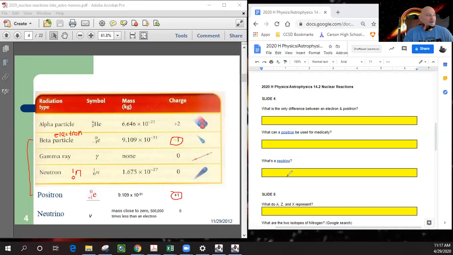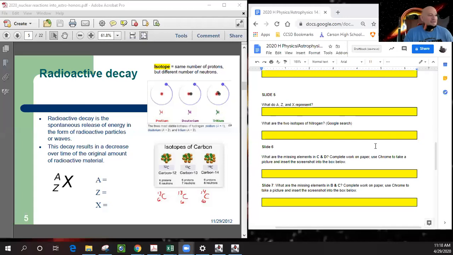Okay, so on slide number 4 here, it's going to ask you what can a positron be used for medically? Click on the link and answer it. And also, what is a neutrino? Answer that there. So I'm going to go ahead and hit pause, and let you get caught up here, and we'll continue on with slide number 6. Okay, I'm sorry, I meant to say slide number 5.